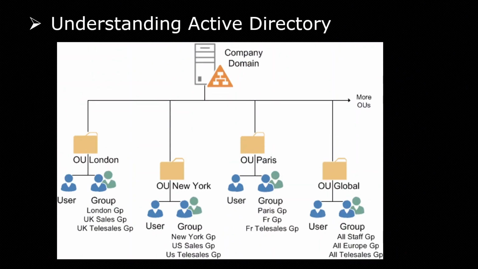Now for one company, this is how they will implement Active Directory. They will have the company domain, so let's say there is a company called abc.com. So the company domain will be abc.com, and they will have multiple OUs. We'll have a look at it in detail.